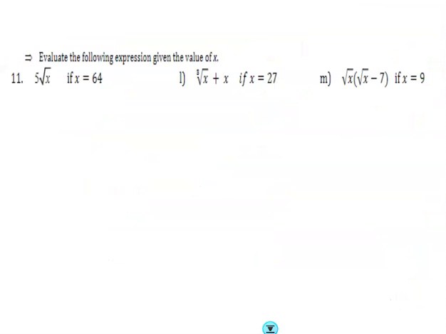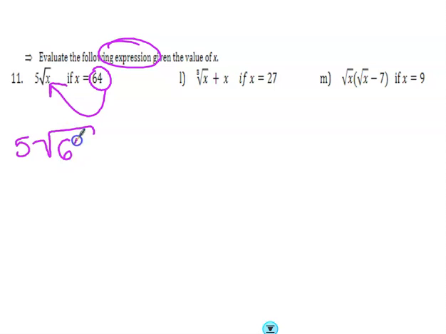All right. Here are a few tricky ones, but again, we're going to plug some numbers in and evaluate. So we're evaluating the expressions. All right, 5 square root x. I'm going to plug this 64 in. So I have 5 times the square root of 64. The square root of 64 is 8 times 8. So I'm going to bring it out of the radical house, and my answer is 8.